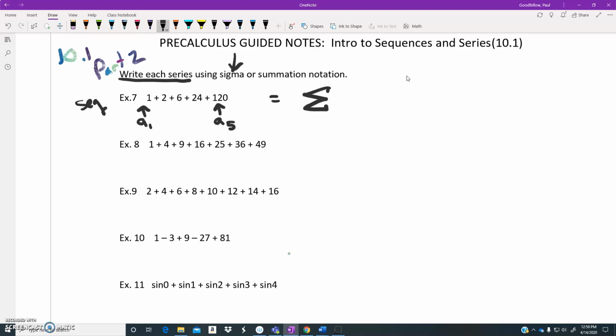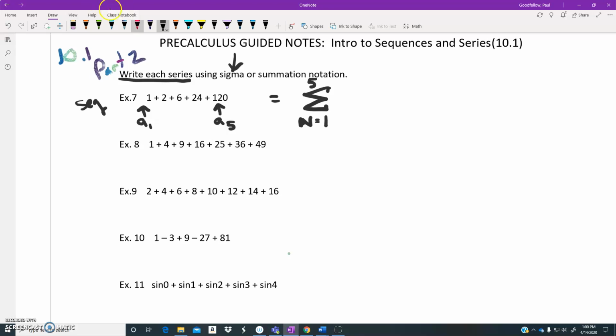So I'm going to start my sequence with, and you can use n or you can use x, it doesn't really matter. Sometimes you will see them written with i's. That's okay too. It's just a variable. I'm going to say this sequence starts at term number 1, and it terminates by the time it gets to number 5.